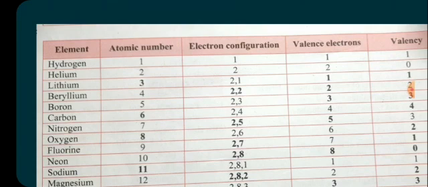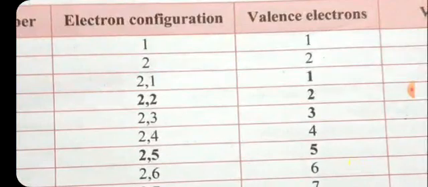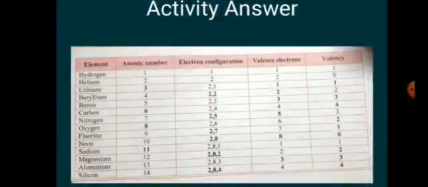Lithium electronic configuration 2, 1. It has atomic number 3. Valence electron is 1 and therefore valency is 1. Likewise, you can check your answers with this answer key. We have discussed all the answers. You can write down this table in your science practical copy.